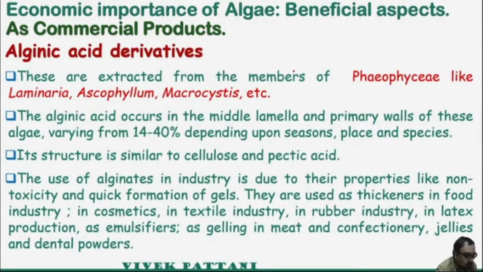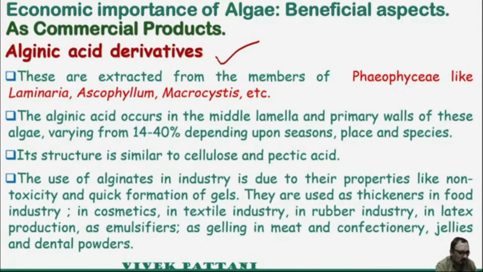Now comes the alginic acid. These are basically extracted from the members of the algal family Phaeophyceae. Examples which produce alginic acid derivatives are Laminaria, Ascophyllum, Macrocystis, etc. Alginic acid occurs in the middle lamella and the primary cell walls of these algae, varying from 14 to 40% depending on the season, place as well as the species.